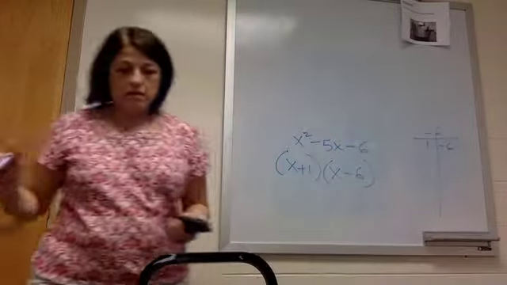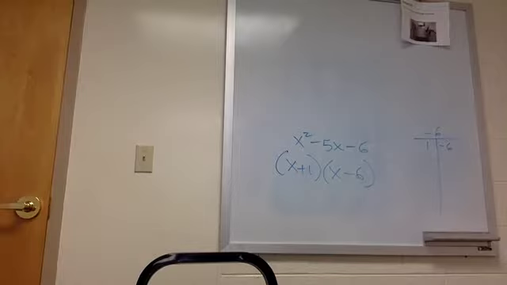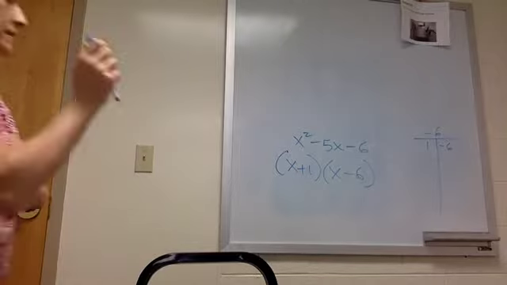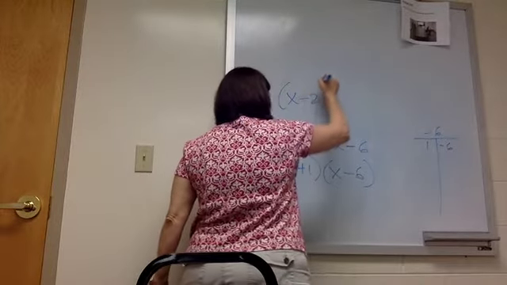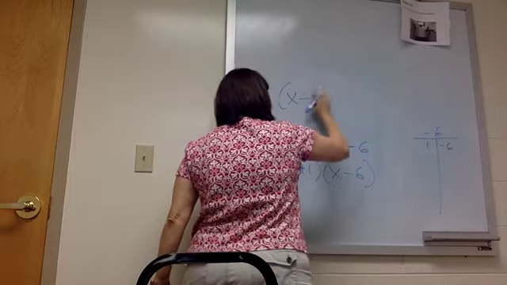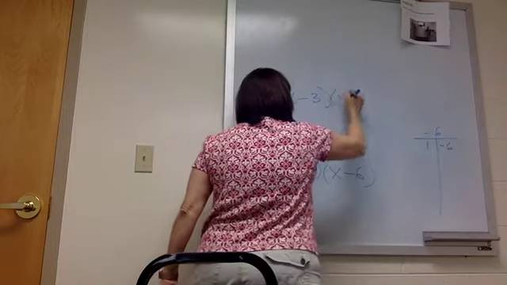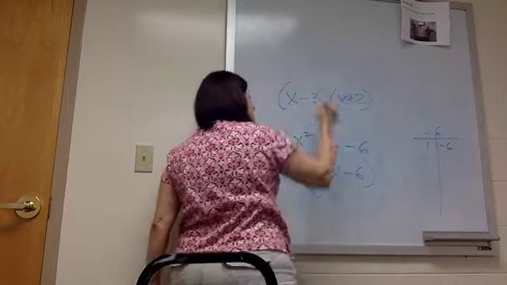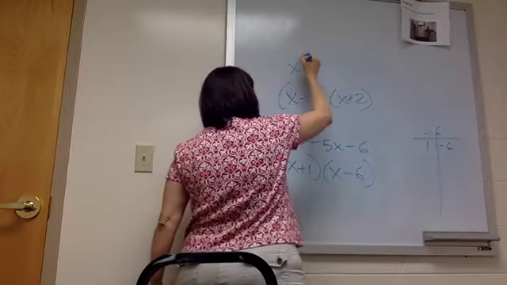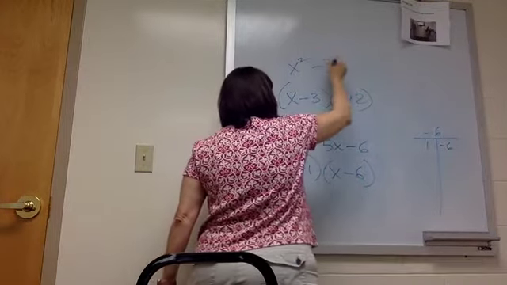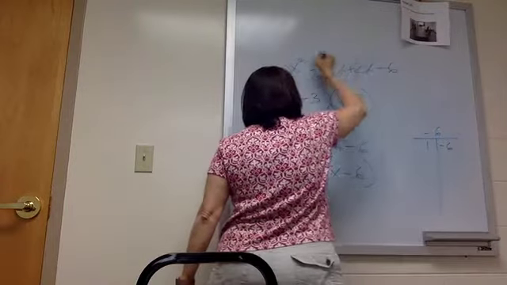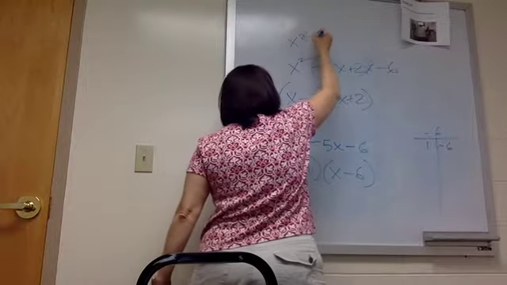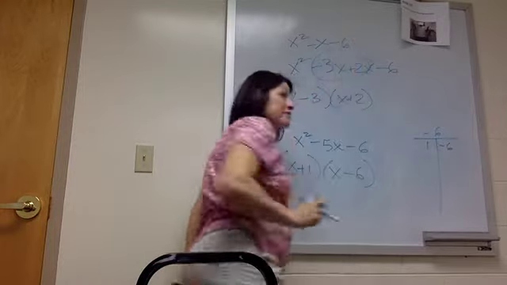Couldn't you also do x minus 3 times x plus 2? Doesn't that work too? Okay, let's see what that is going to give me. X minus 3 times x plus 2. All right, let's FOIL it and see what we get. X times x is x squared, minus 3x plus 2x, minus 6. What does this give me? Negative x. It's different. Okay, it's not the same.